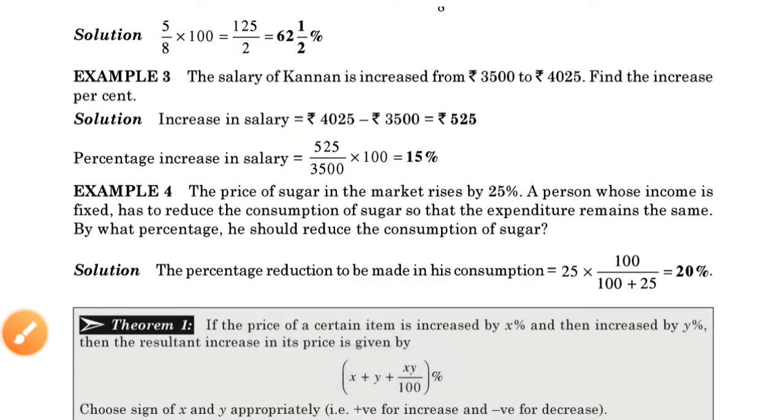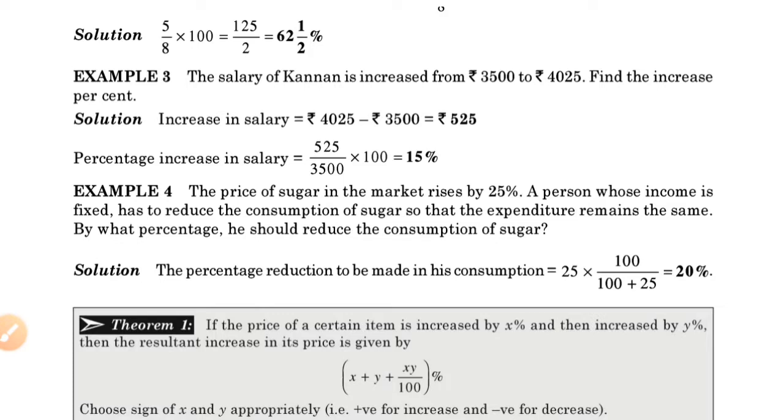In example 3, we are given that the salary of Canon is increased from 3500 to 4025 rupees. Find the increased percent. This is a very interesting example, and most servants deal with it. They often calculate how much percentage their salary will be increased, and if some percentage increase is announced by the government, this shows how to find out how much their salaries will be increased.